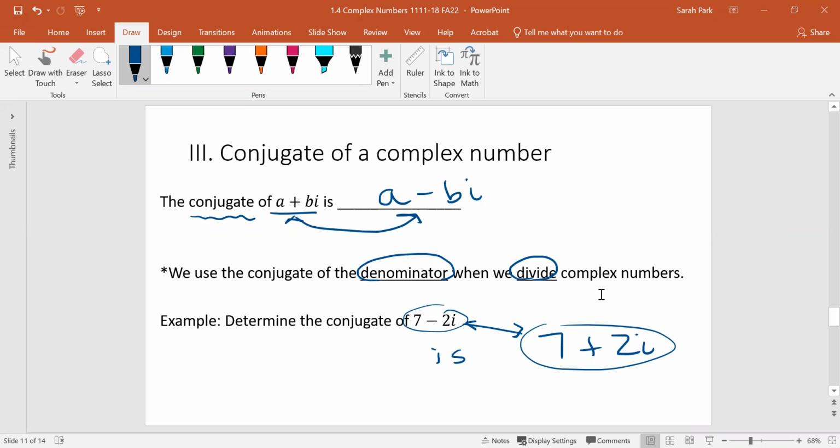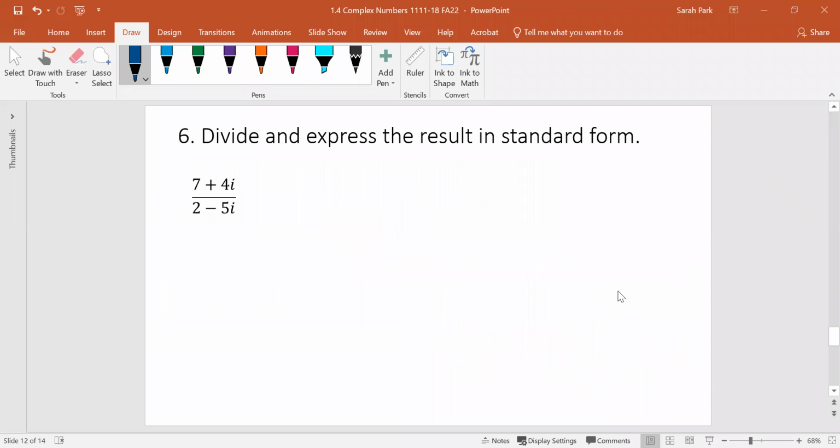So if we take a look at this division problem, it says divide and express the result in standard form, but we don't really divide. So it's kind of misleading. You're actually going to multiply by the conjugate. So whenever you see the word divide, think, tip: multiply by the conjugate of the denominator.